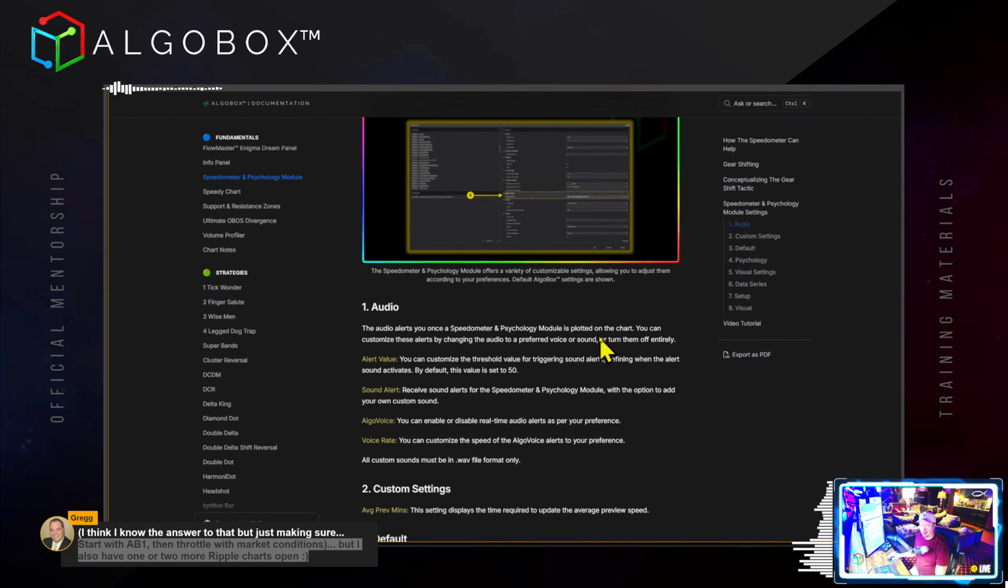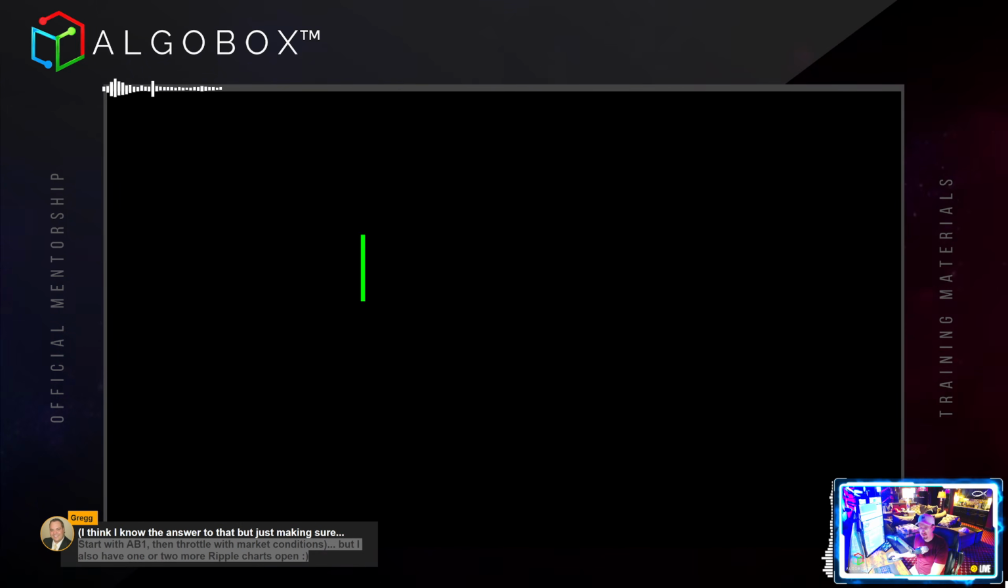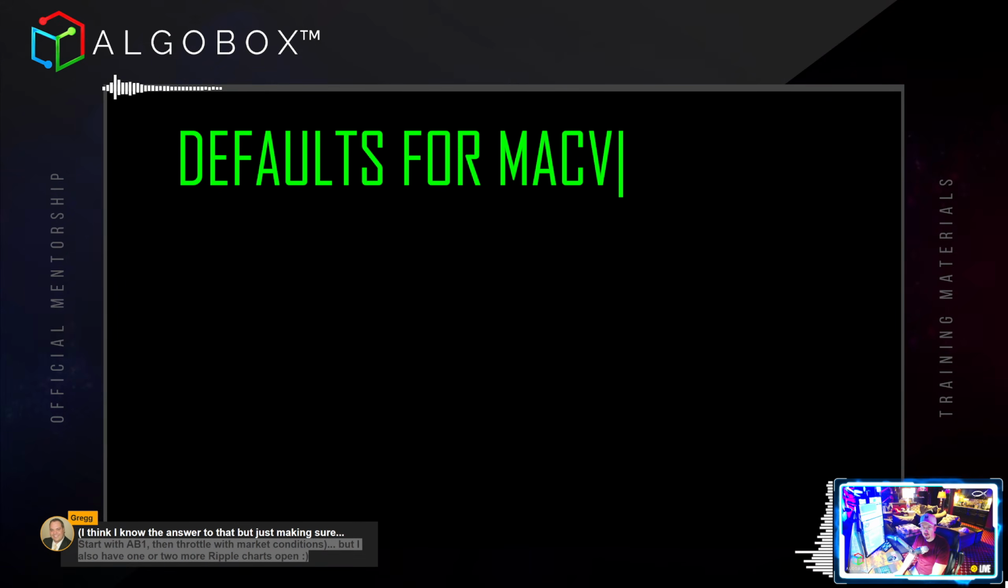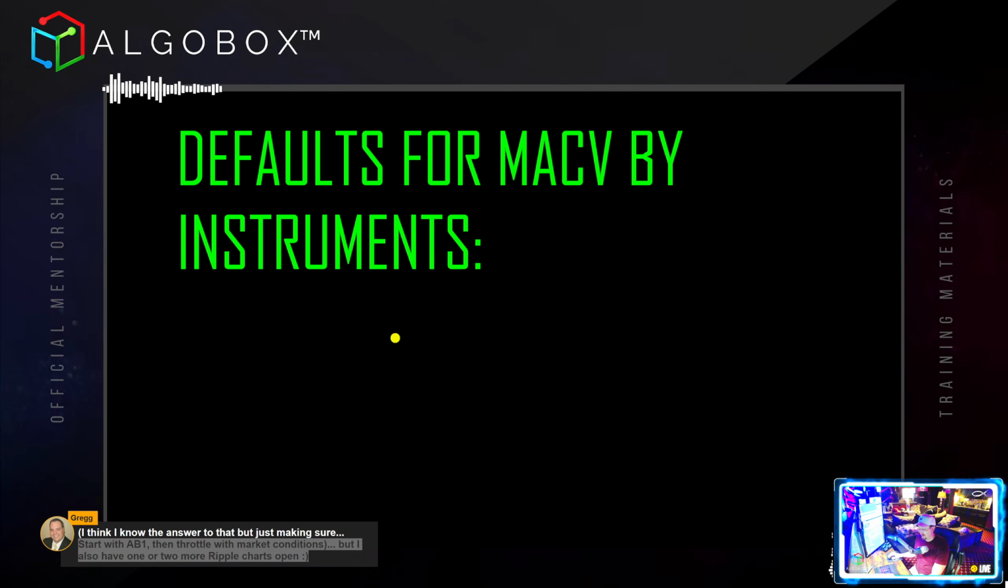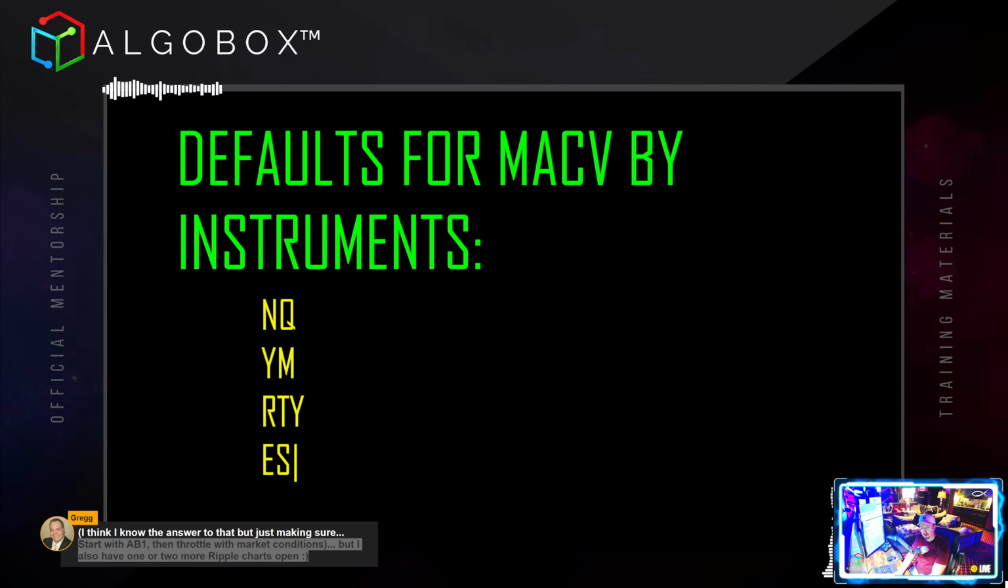So I'm going to manually intervene on this one because I don't see where they currently are. So here's what we're going to talk about. These are defaults for the MACV according to instrument, and we're talking about main instruments. Because you're like, look, we can apply these to stocks and stuff like that. It will do a whole other thing on that. So let's start with the big dog in the room here. Let's do NQ, YM, RTY, ES, and then I'll also put in crude oil and gold.